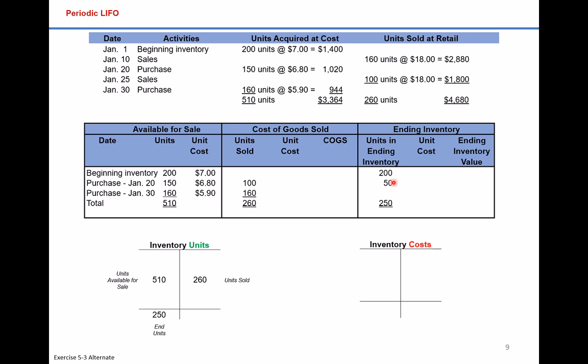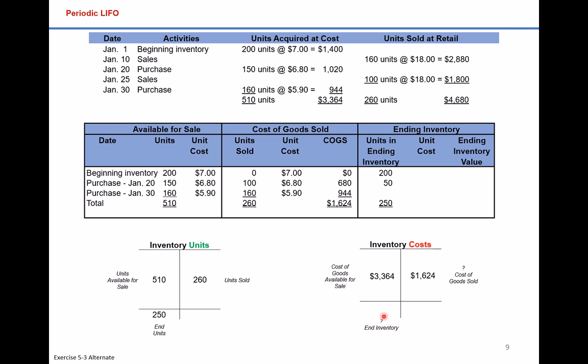Now let's value these. So inventory cost, remember cost of goods available for sale starts out $3,364. Now we can either calculate ending inventory or cost of goods sold. The book likes to use cost of goods sold, so let's just simply value things across. 0 times 7, 0. 100 times 6.80 is 680. 160 times 5.90 is 944. Add these together, and we have our cost of goods sold. Here, cost of goods sold was $1,624.